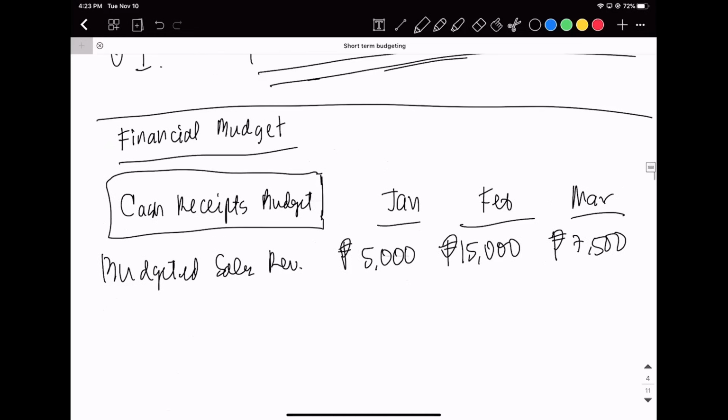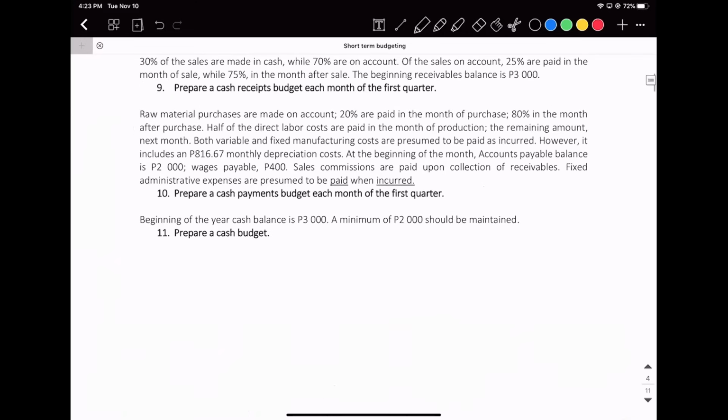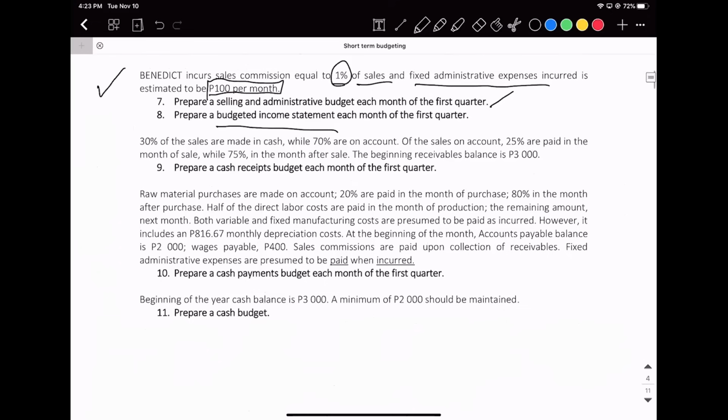Oh, it depends on the problem. Ano sabi sa problem? Tignan natin. Ayan. So, ito. So, we're done with, ito pala. Ayan. So, dito na tayo. 30% of the sales are made in cash. So, hindi lahat on account. And then, while 70% are on account. Of the sales on account, 25% are paid in the month of sale, while 75% in the month after sale.